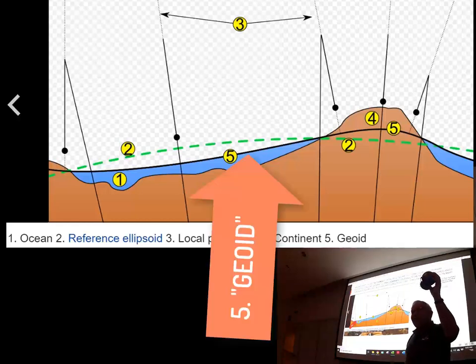Now this is what a geoid is. I'm just going to probably tell this once. If the Earth was only rotating, right? If it only had water, it just had water, and there was no moon.